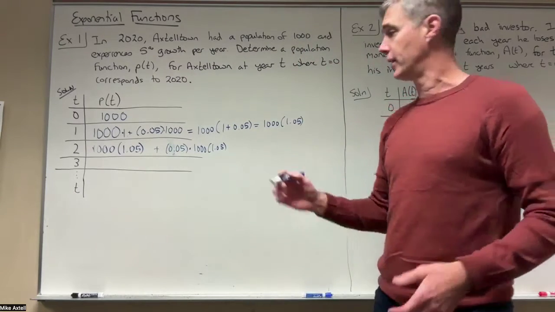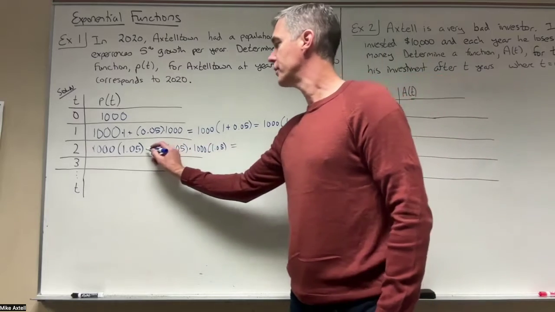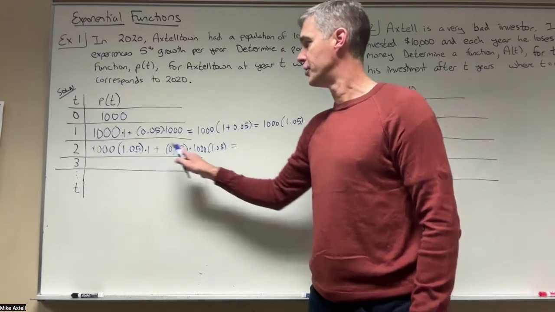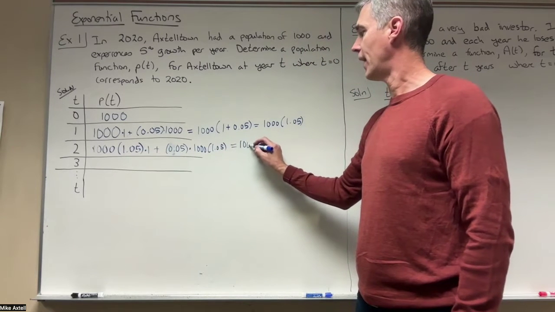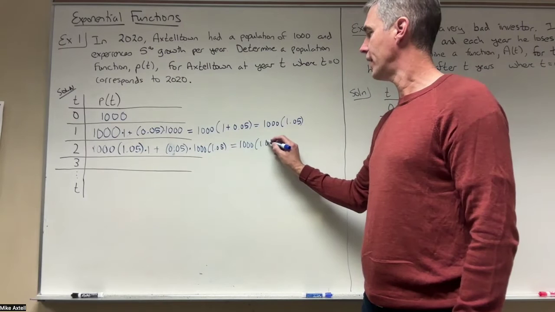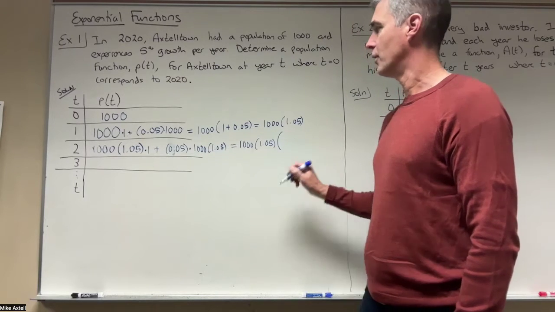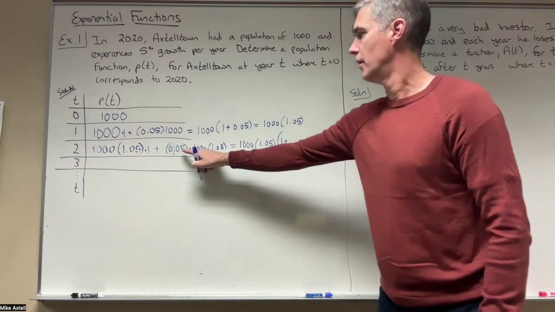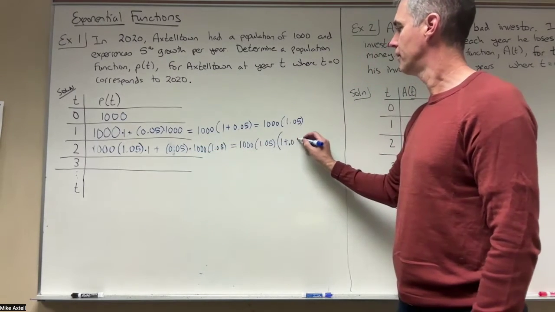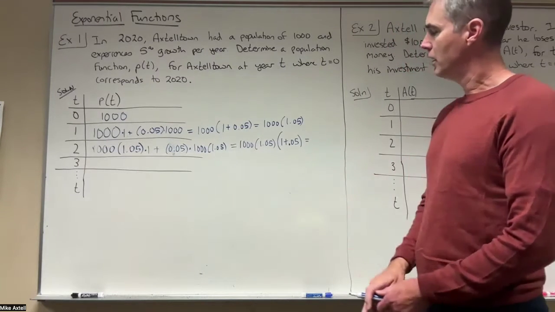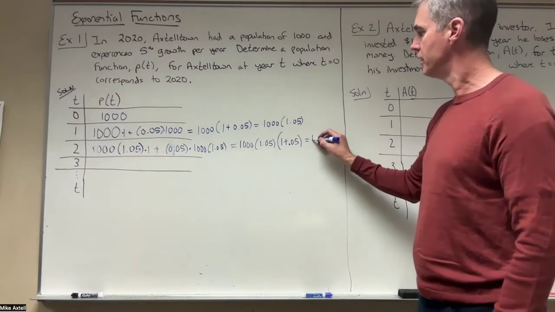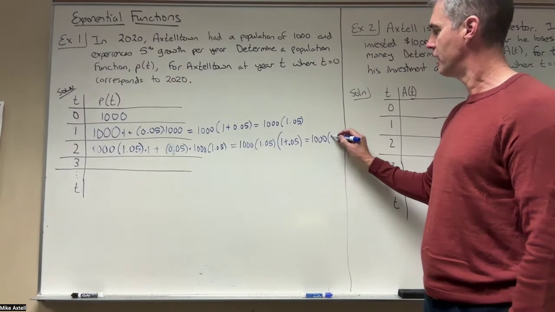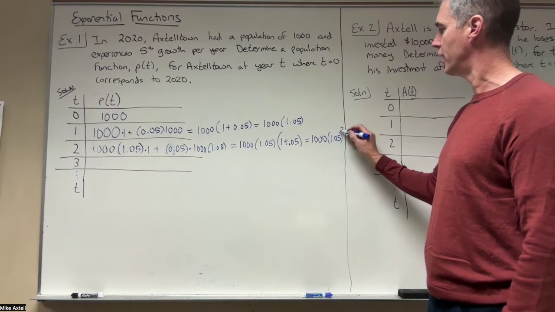Again, I'm just going to simplify a little bit. I'm going to factor out in front the 1,000 and the 1.05 because that's common to both piles. So I have 1,000, I have 1.05, and what's left over is that 1 plus that 0.05. So it looks like I've got 1,000 times 1.05 times 1.05. So that's 1.05 squared.